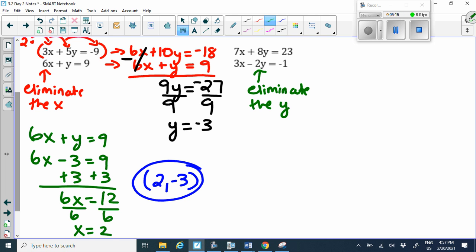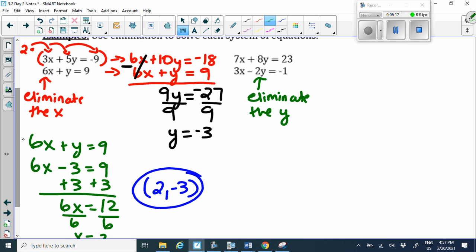Okay, so to eliminate the y's, I notice that my coefficients, 8 and 2, are not the same number. But let's think about the smallest number that 2 and 8 can go into. Well, the smallest number is going to be 8. So the top equation, I don't need to multiply that by anything because my y already has an 8 in front of it. So I have 7x plus 8y equals 23.